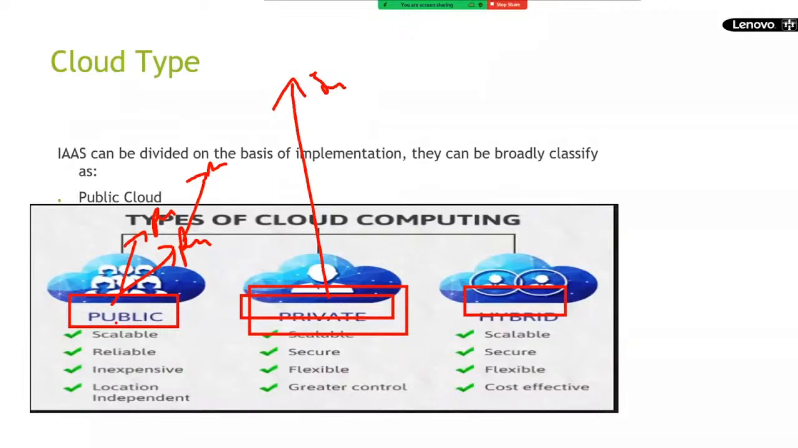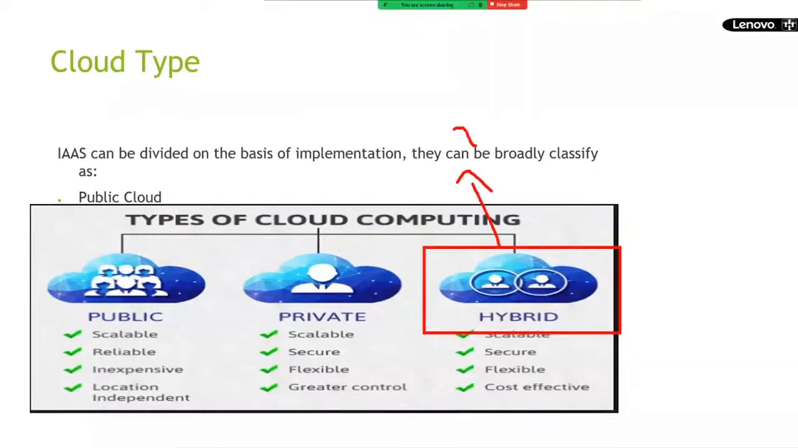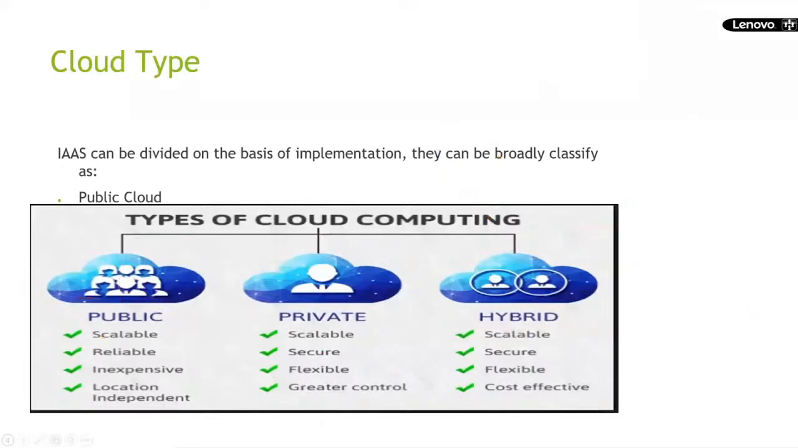Hybrid is quite a common keyword nowadays. Hybrid model: two days work from home, three days work from office. The combination of office plus home is called hybrid. In the same way, the combination of public plus private cloud is called hybrid cloud. A few applications run in public and a few run in private, and if we establish communication between them, that is hybrid cloud.